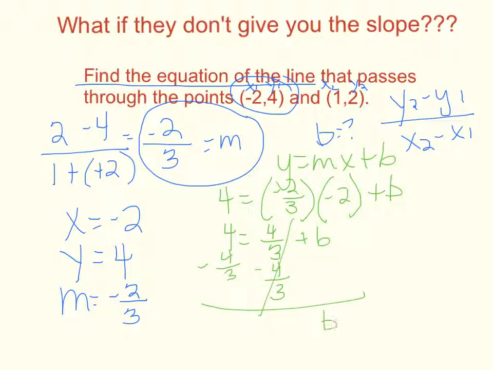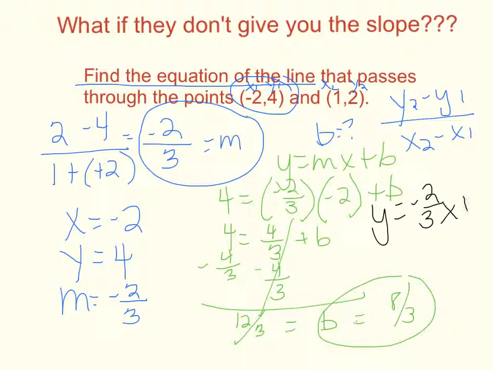And that's going to give me b equals a negative 12/3, I'm sorry. I said negative, I meant to say positive. 12/3, which is also 8/3. Okay, so now our b equals 8/3, and our m is a negative 2/3. So our equation of the line is y equals negative 2/3 x plus 8/3. Very simple. And we're going to work another one out on this next slide.